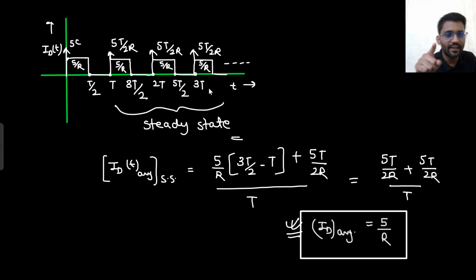That would be the area by this resistor current, that is 5 by R times 3T by 2 minus T, plus the area by the impulse, that is 5t by 2R, divided by the time period. So the average value we got to know is 5 by R.